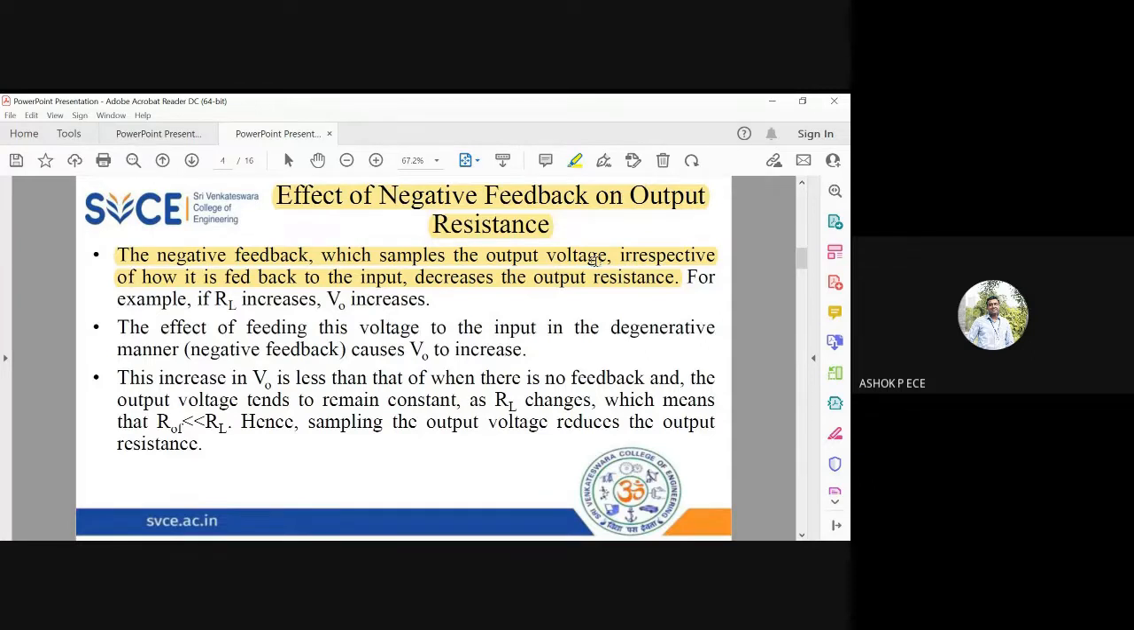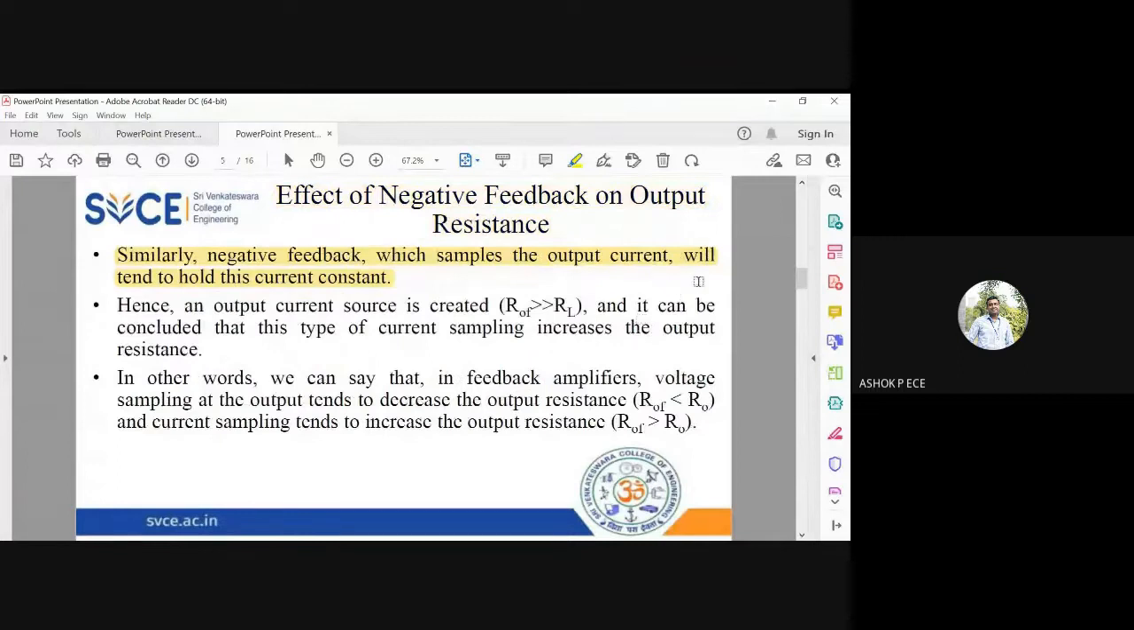So on the input side, with series mixing, the resistance will increase, and with shunt mixing, the resistance will decrease. Same way here also, if I'm going to do voltage sampling, the output resistance will decrease because I'm taking the voltage across the resistance, and across means parallel, so the resistance value reduces. If I'm going to take the output current as the sample, then it will increase my output resistance because in series, the resistance value will increase. But you will definitely know what the requirement is for us.